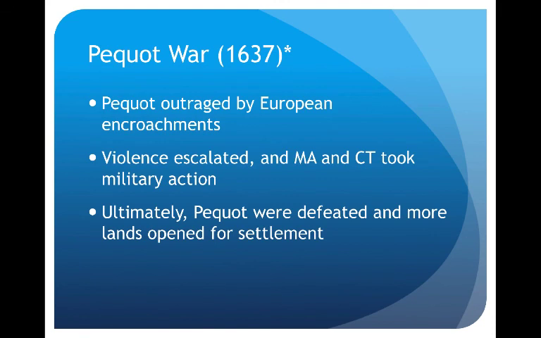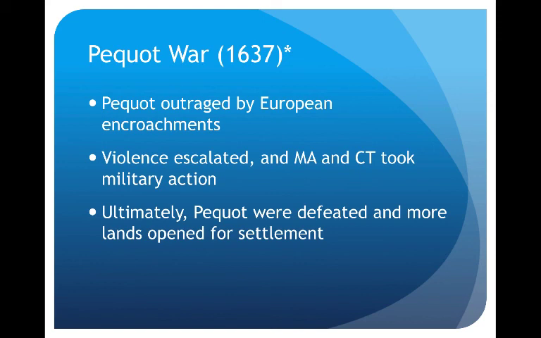One group of Native Americans called the Pequot had controlled the fur trade between Native Americans and the New Netherland colony, which is now New York. Pequot are more and more outraged as Europeans continue to encroach more and more on their territory, and they begin to fight back. Violence escalated until eventually Massachusetts and Connecticut come together to take military action, and this results in a brutal war. Hundreds of Pequots are killed as a result of this.